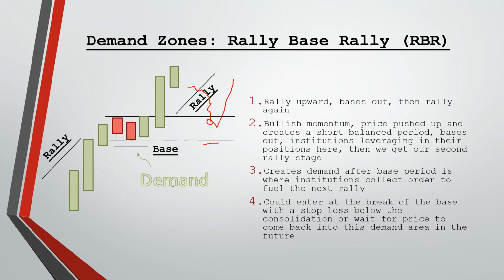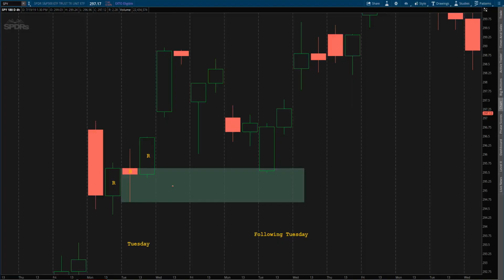I personally wait for price to confirm and come back into the demand area in the future, so we fill those unfilled orders. So here's a perfect example of a rally base rally, RBR. So we have a rally candle here. We have a basing candle here. You guys can see it's a red candle. Now, it doesn't have to be a red candle. It could be any candle. But the fact that we have a small body basing candle is what makes it base, right? So rally, base, followed by another rally.